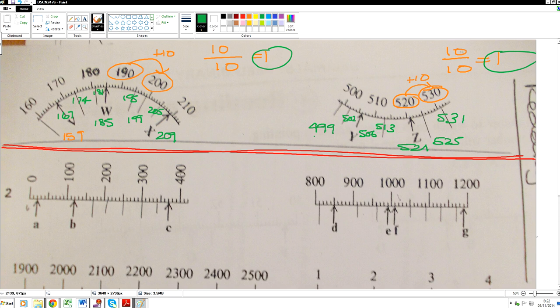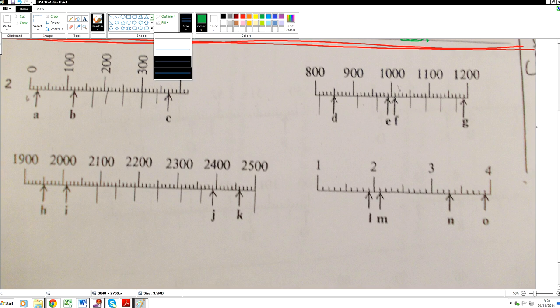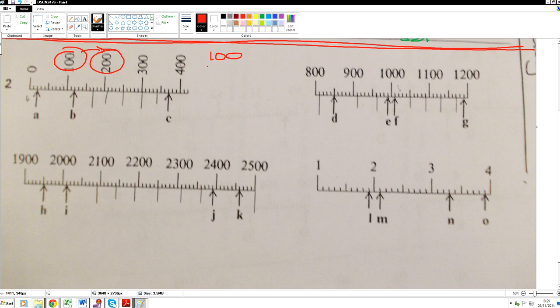Right. Let's move on to the next bit. Okay, here we go. Now, in these next questions here, what do we grab? Okay, folks, can we just keep it calm, please? Grab 100 and 200. From 100 to 200, we have a difference of 100. And we've got how many little lines here? 10. 100 divided by 10 is 10. So what we're doing in this question is we are now counting in tens.